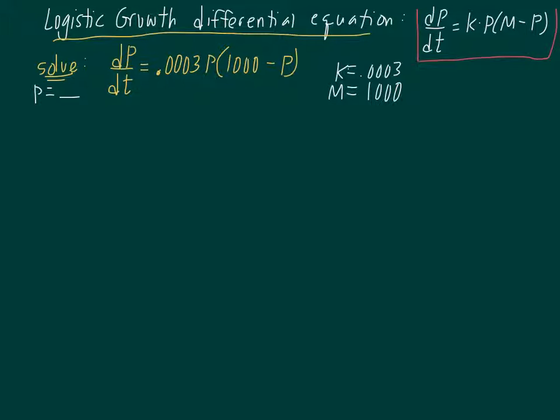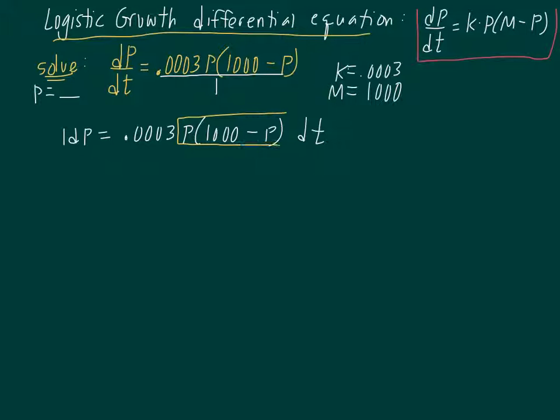So to do this, just like any other differential equation, we need to separate our variables. So we're going to put this over 1, and cross multiply. We notice that we have the p's over here on the side where we have our dt. So let's keep the 0.0003 on the same side as the dt, since that's just a constant. But then let's take this piece right here, this p times 1,000 minus p, and let's divide that over to the other side so that we have our p's on one side. This is one big cluster of multiplication, so we can easily divide our terms over.